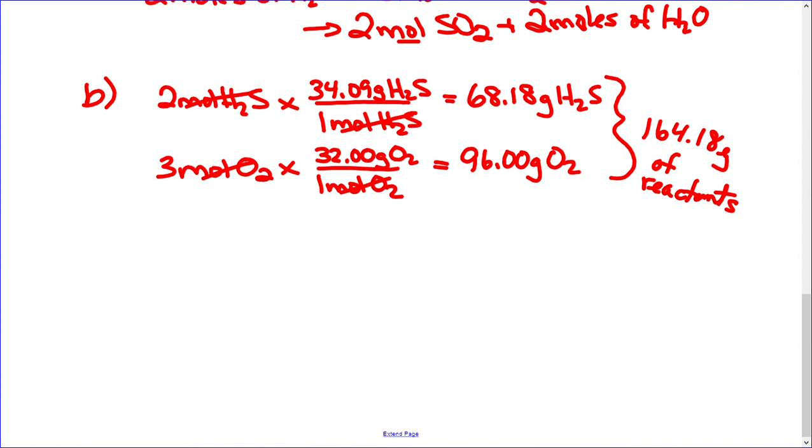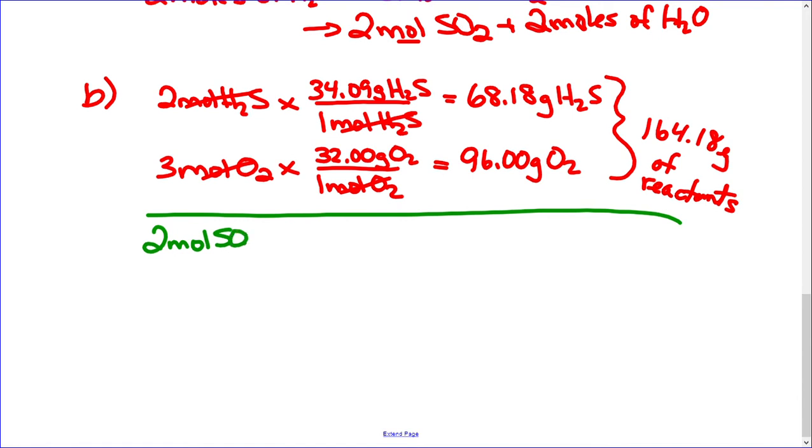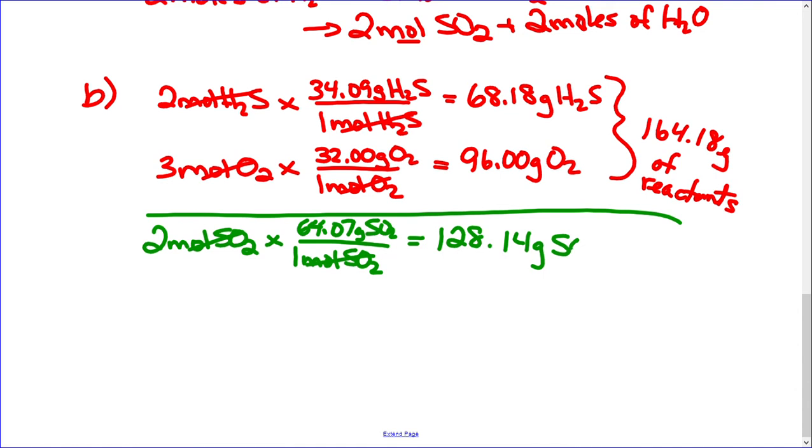Now I'm going to go through and do the exact same thing, but now we're going to take a look at the products. So I've got 2 moles of SO2, and same thing, in 1 mole of SO2, it has a molar mass of 64.07 grams of SO2. The moles are going to cancel, top and bottom, and when I multiply these two together, I get 128.14 grams of SO2.